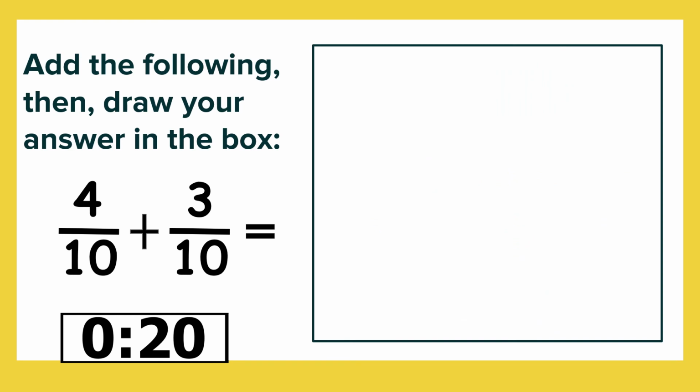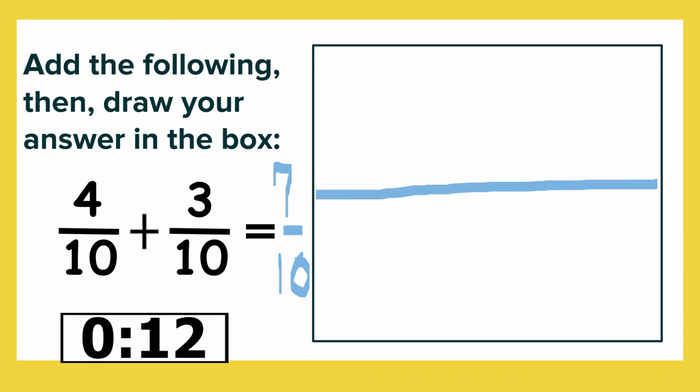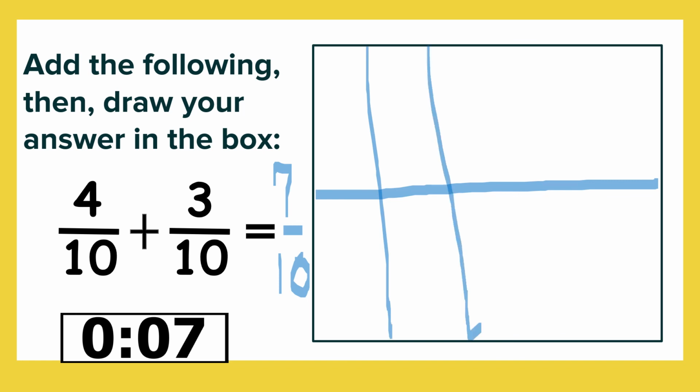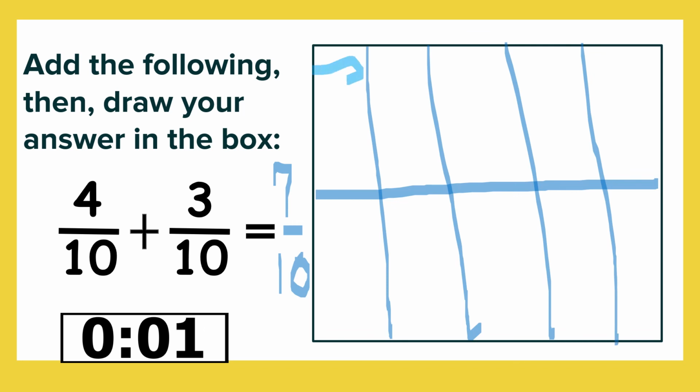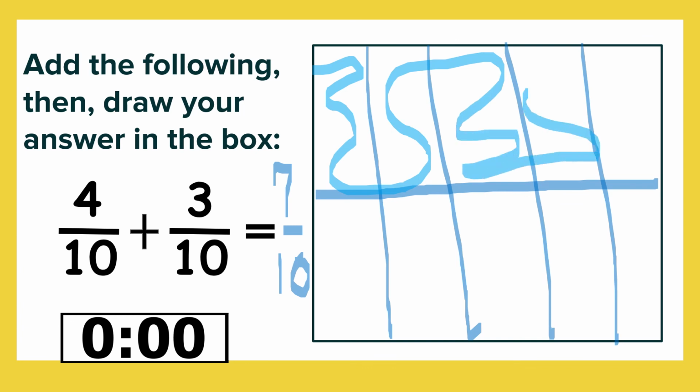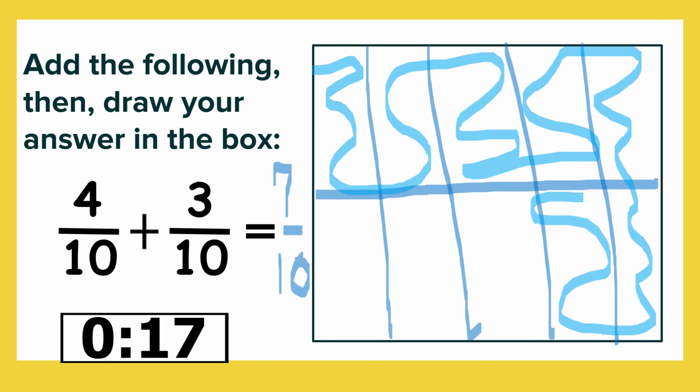Next, copy the denominator and then add. So we will divide this into 10. 1, 2, 3, 4, 5. Then let us shade 7. 1, 2, 3, 4, 5, 6, 7.